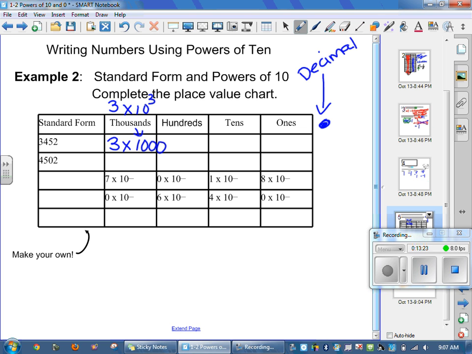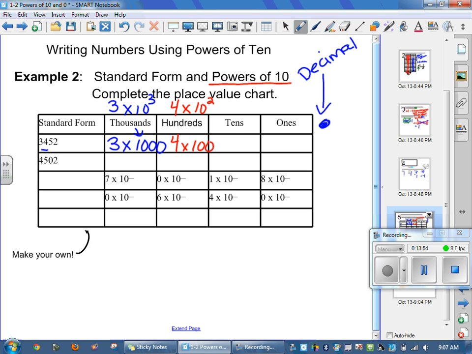Then I go to the hundreds place. Now I look at the 4, and I see how many numbers are after the 4. 2 numbers, so that means I'm going to have 2 zeros. So now this one's going to be 4 times 100, 2 zeros. I could write that as 4 times 10 squared. And it says using powers of 10, so when I find these numbers here, I have to convert them to the powers of 10.